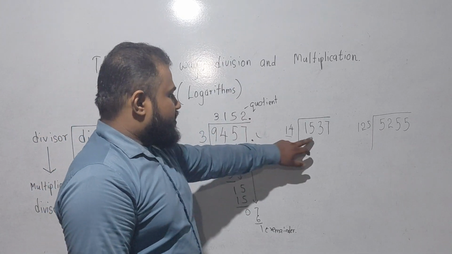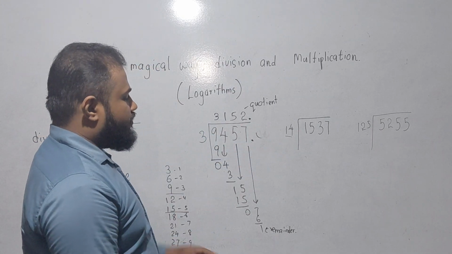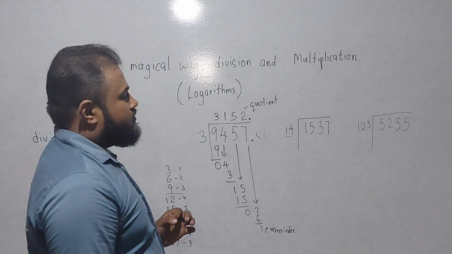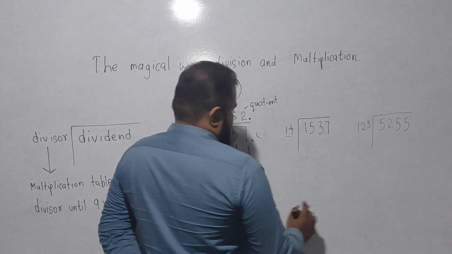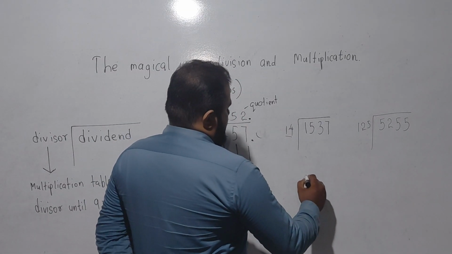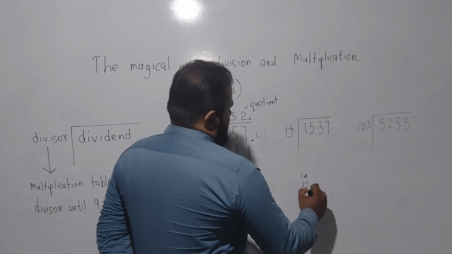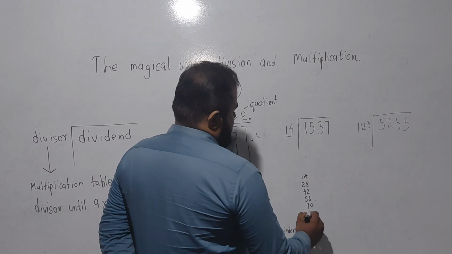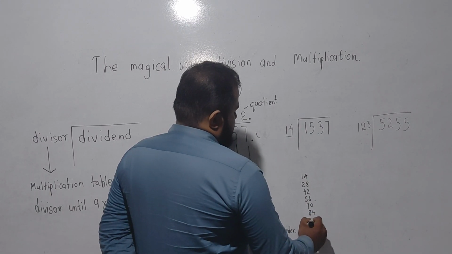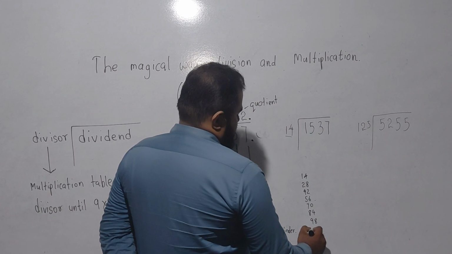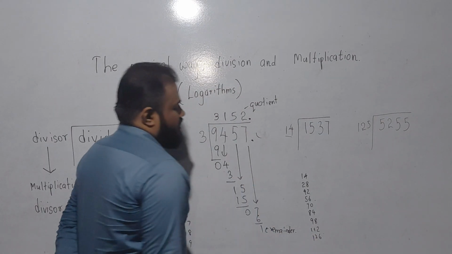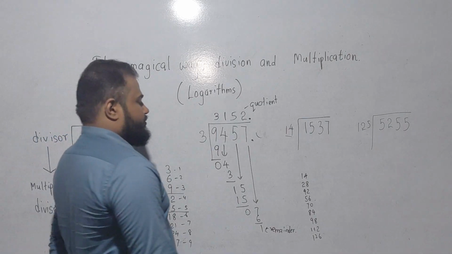Now in this example, we need to divide this by 14. So if you know the 14 times table, it is very easy to divide. Like this. What is the 14 times table? 14, 28, 42, 56, 70, 84, 98, 112, 126. I wrote until 14 times 9.